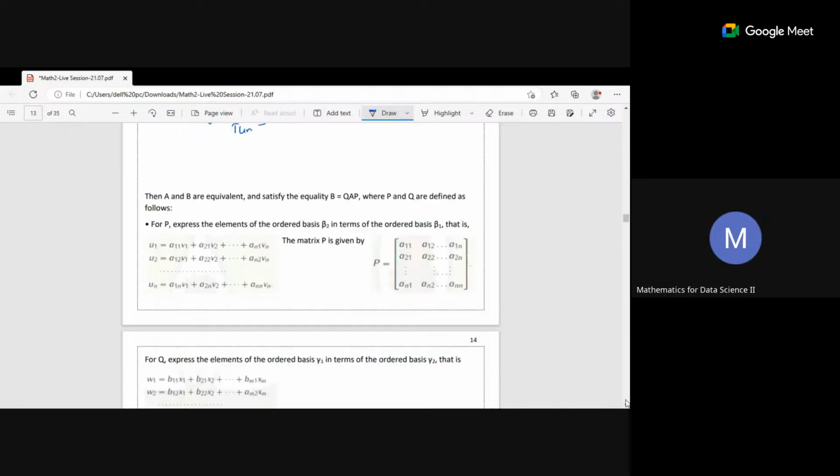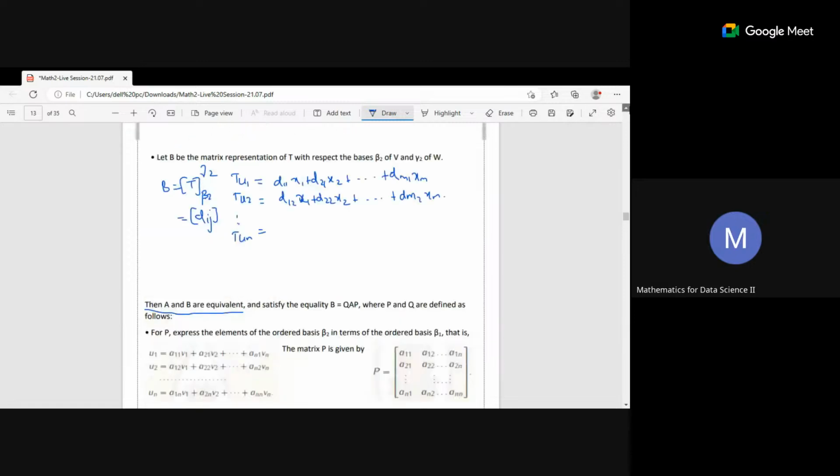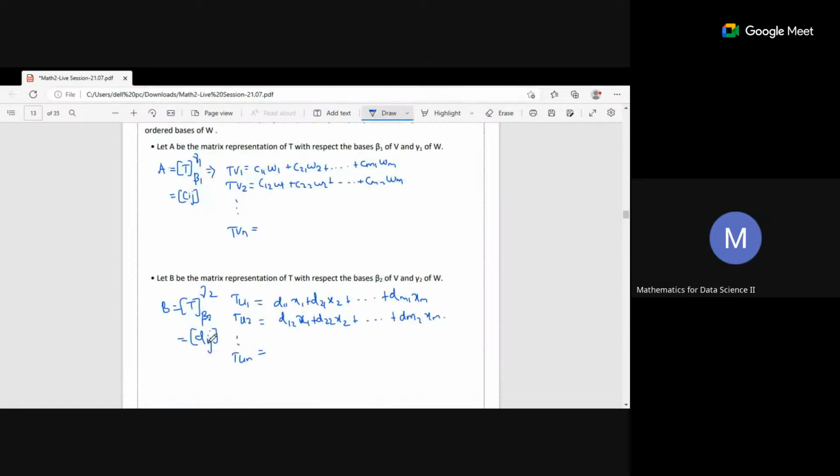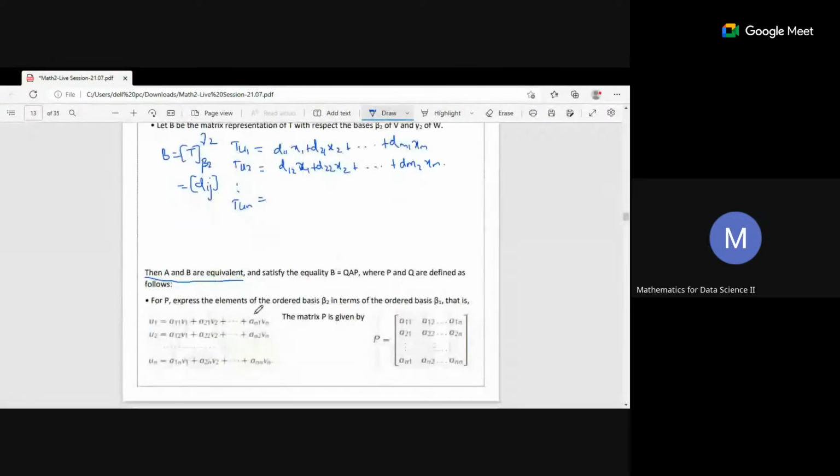Now what do you know about A and B? Then A and B are equivalent. So did we answer the question which we saw just before starting week 7? What was the question? If we have two different matrix representations for the same transformation, what is the relationship between those matrices? The relation is that these matrices are equivalent. You all got it right? And it satisfies the equation.